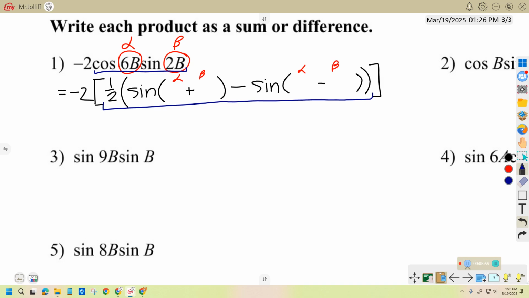And then I'm going to substitute the alpha and the beta from our problem. Because I don't have alpha and beta, I have 6b and 2b. So I'm going to make that substitution. So alpha is 6b, and beta is 2b. Grab the formula from the book, write out the structure of the formula, substitute the angles we're given.